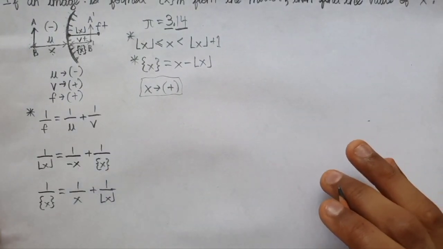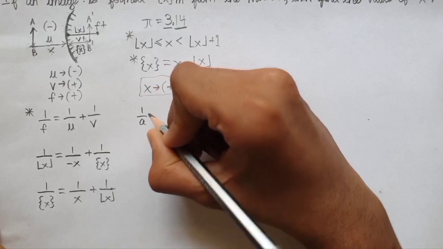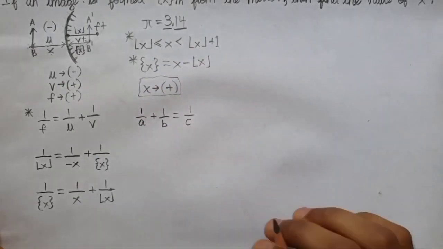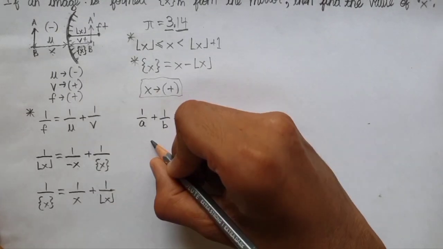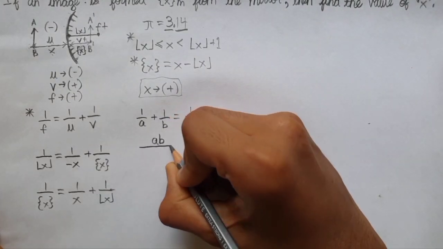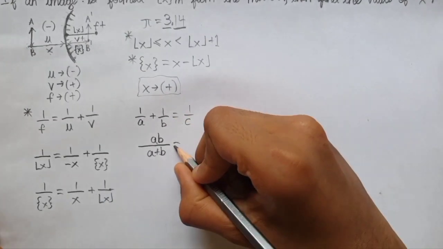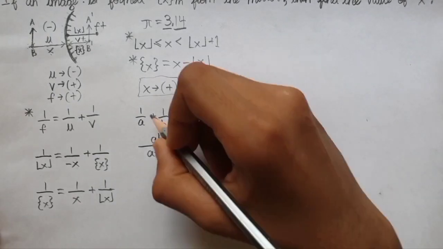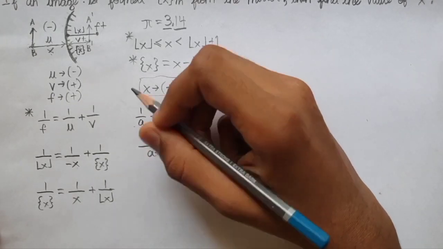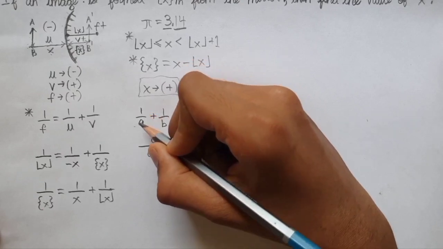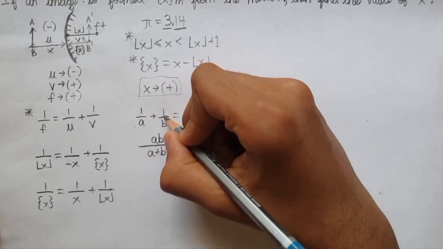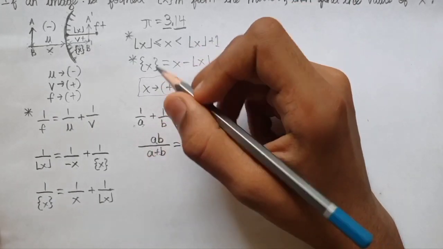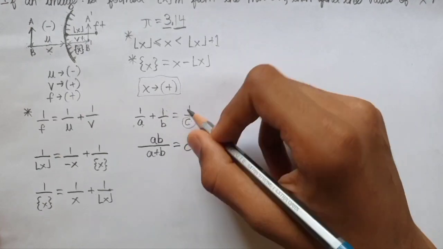Whenever you have an equation in the form 1 by a plus 1 by b equals 1 by c, then we can directly simplify this equation to ab, the product of the numbers, by a plus b, the sum of the numbers, gives the number itself, c. That's because if you take the LCM, which is ab, to do that we have to multiply the numerator and the denominator here by b, and here by a. So we get b plus a by ab equals the reciprocal of c. If you take the reciprocal on both sides, we get the product by the sum equals this number, c.